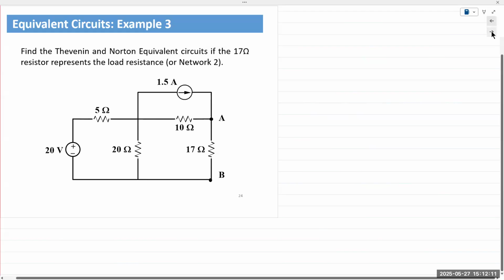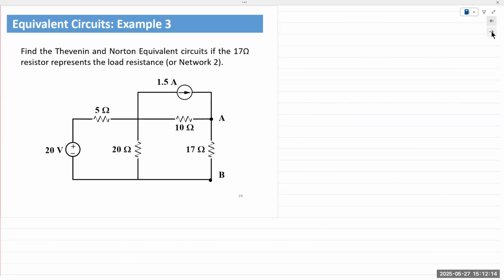This is an interesting circuit. We have two sources in here. We have a voltage source on the left and a current source up top. We are asked to find the Thevenin and Norton equivalent circuits if the 17 ohm resistor was the load. Again, terminals of analysis are defined for us, A and B. I'm going to remove the 17 ohm from my analysis.